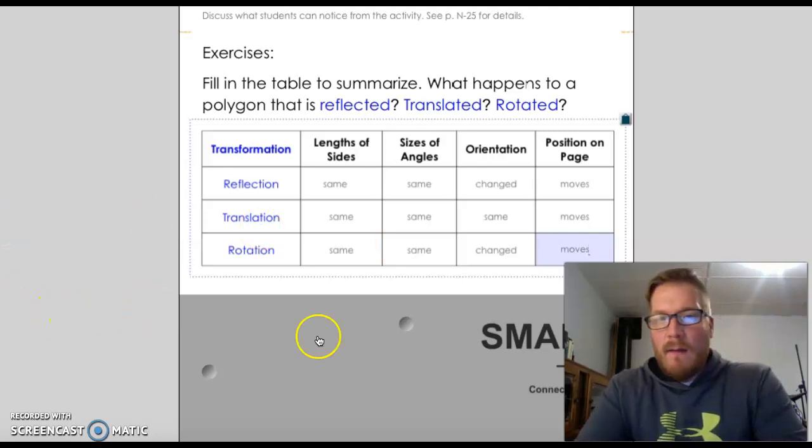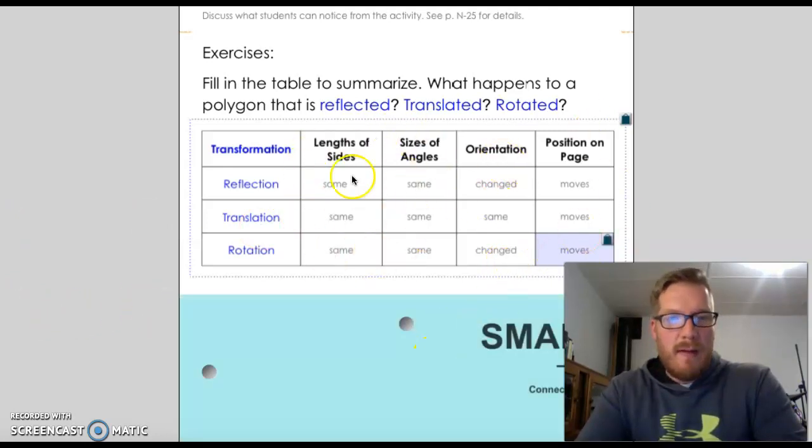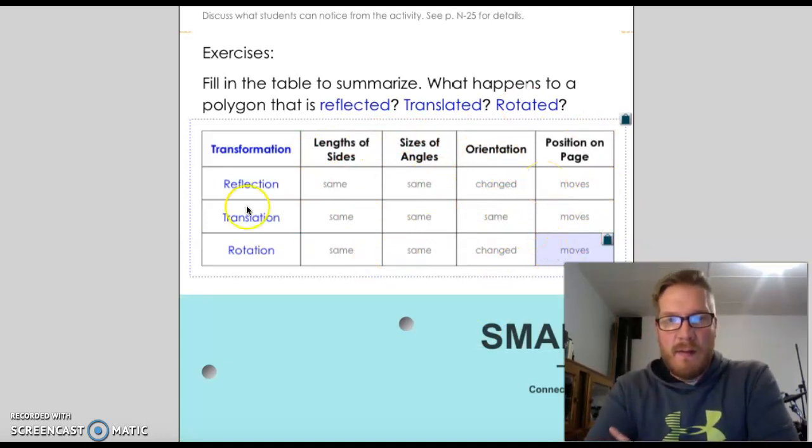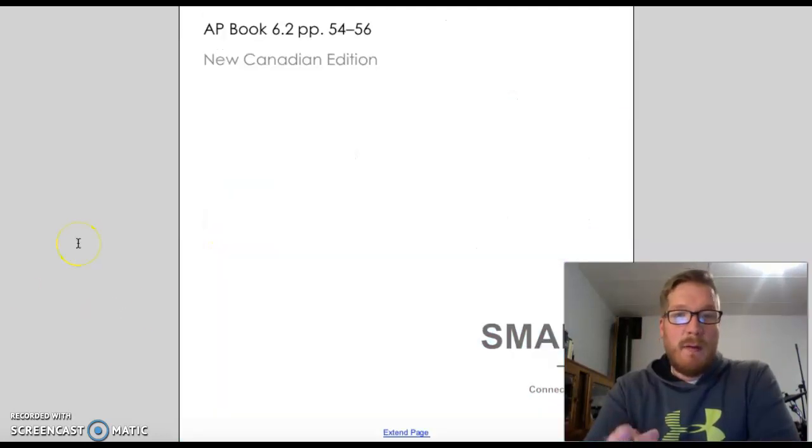Okay, so that's just a quick way to wrap up and summarize how shapes move around on a grid if you're doing these kinds of transformations: reflection, translation, or rotation. So there's practice in the workbook on 54, 55, and 56.